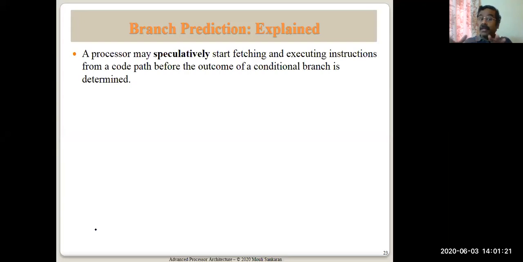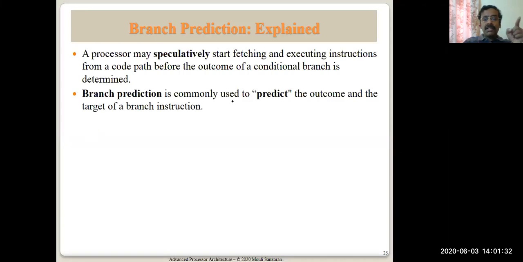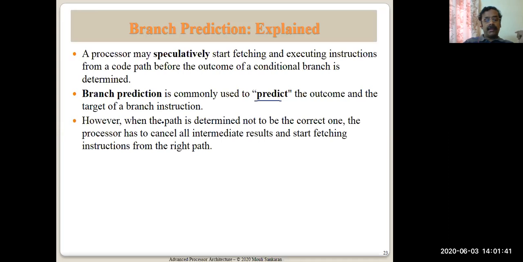As far as the CPU is concerned, it was doing something constructively during that time, because anyway the functional unit was going to waste, so it was executing. If it is a waste, nothing can be done. It will come and start doing the proper work. So branch prediction is commonly used to predict the outcome and the target of a branch instruction. It goes to the target address and starts fetching instructions from there. However, when the path is determined not to be the correct one, the processor has to cancel all the intermediate results and start fetching instructions from the right path.